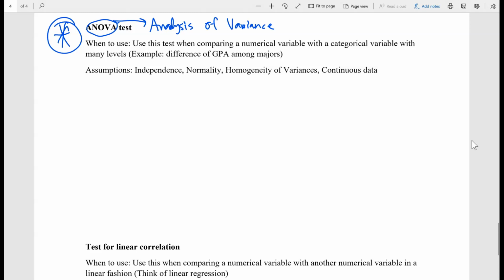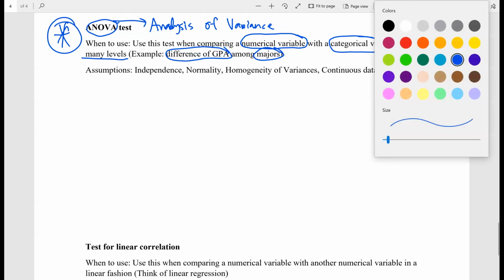The reason why a lot of students are probably going to be using this is because it compares a numerical variable, a quantitative variable, with a categorical variable with many levels. So it's very similar to the t-test for independent samples for means. A good example of this would be differences of GPA, which is a numerical variable, among majors.